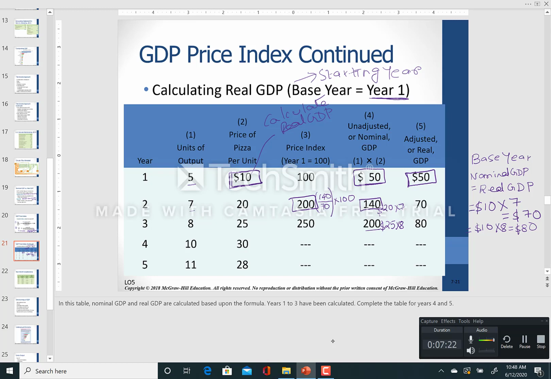Alright, let me do this for you really quickly. This one's gonna be 30 times 10, so 300. This one's gonna be 10. That means the price, which is $10 from year 1. I'm going to multiply this times 10. I get 100. This one's going to be 300 over 100 times 100 equal to 300.